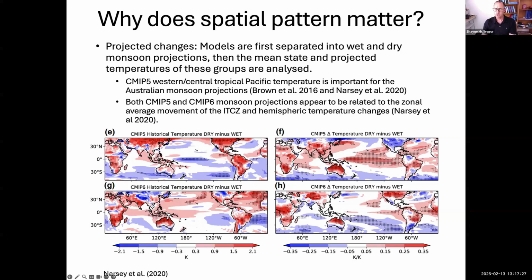Sorry, on the right-hand side, what you can see for CMIP5 is that whether the monsoon is dry or wet largely depends on sea surface temperatures in the western central equatorial Pacific. You can see that in the top right plot, all that stippled region. In CMIP6, it's less focused on the western equatorial Pacific, but there's a role for the hemispheric temperature gradient: the southern hemisphere is cooling and the northern hemisphere is warming, which they highlight. And the left-hand panel shows that these projected changes relate to the representation of the mean state.